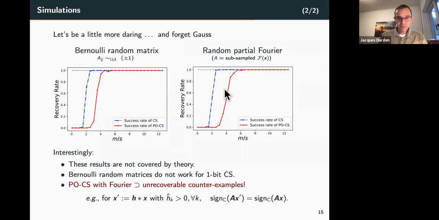Moreover, if you play with Fourier, it's very easy to generate counterexamples of two distinct sparse signals that will generate the same phase in the Fourier domain. For instance, if you take just the signal X plus a small translation of X with a multiplication by a small amplitude, it will do the job, and the two signals will have the same spectral phases.